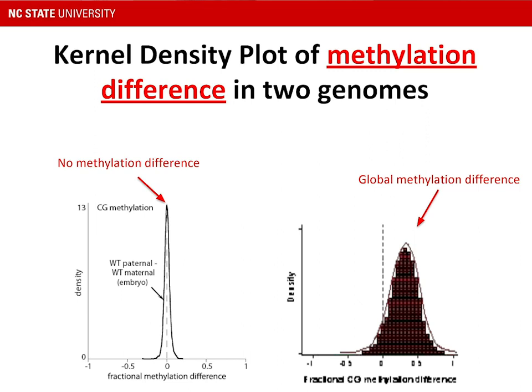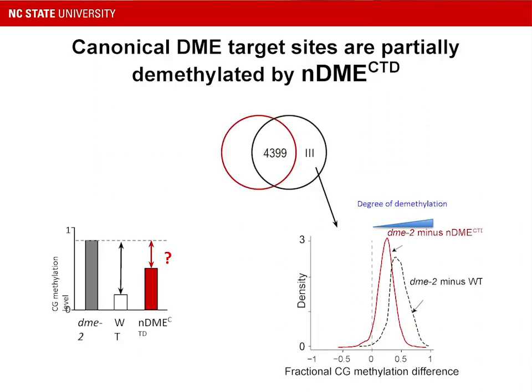If there's no difference in these two genomes, you subtract the methylation level, and that gives you a very nice sharp peak close to zero. That tells you there's no difference. But if the peak gets shifted to either side and the shoulder becomes broader, then you know there's something going on. Especially if the major peak shifted one way, that signals a very global methylation difference between these two genomes.